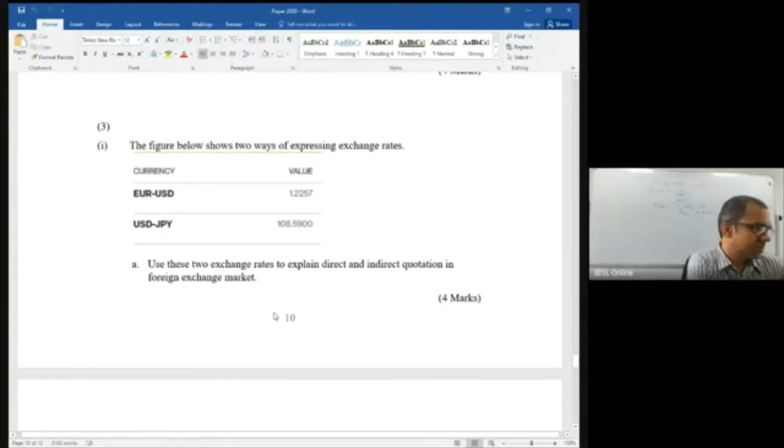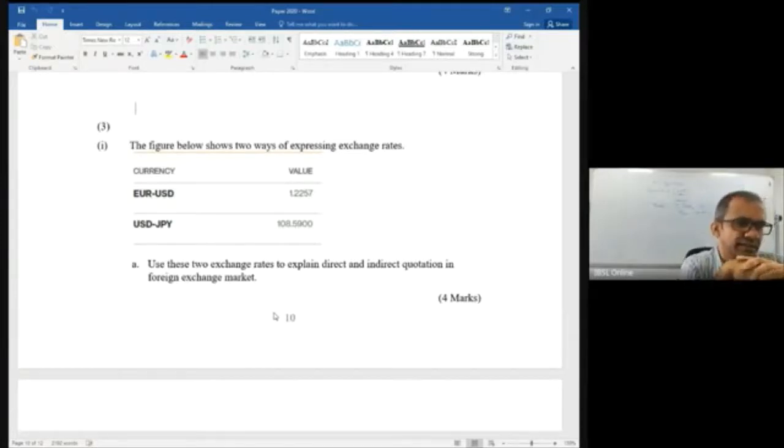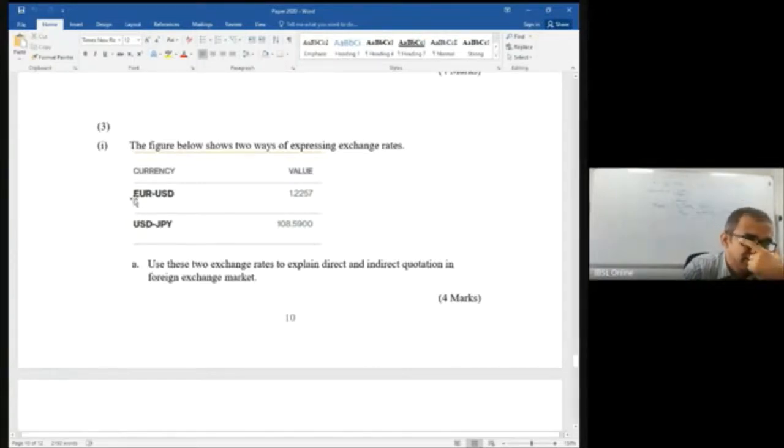Question number 3. It's about foreign exchange. First, you are given two exchange rates, the euro-dollar exchange rate and the dollar-yen exchange rate, and asked to explain what is a direct quote and an indirect quote, using these two examples. Which one is the direct quote? USD JPY is the direct quote.